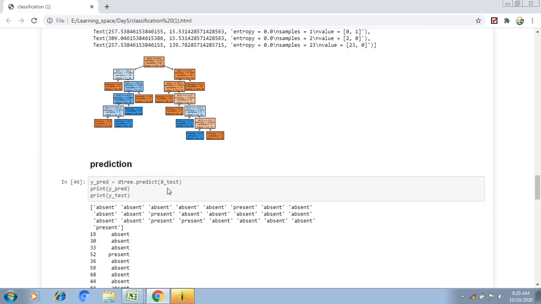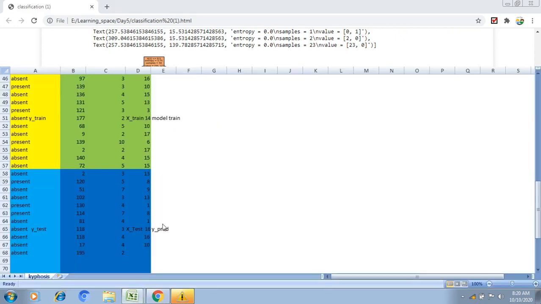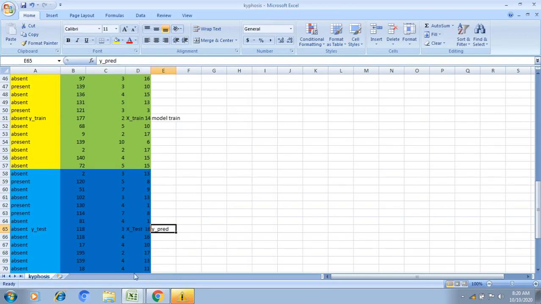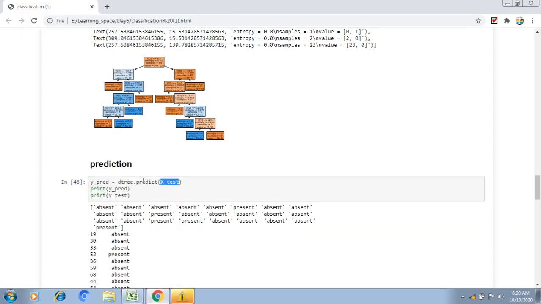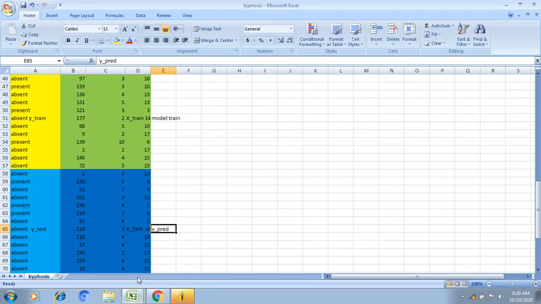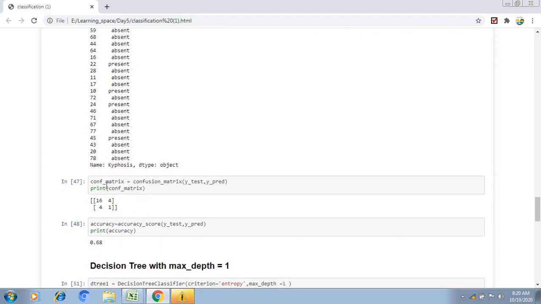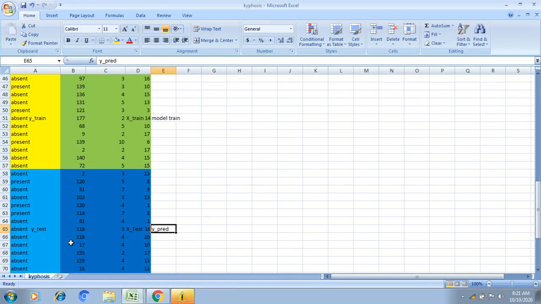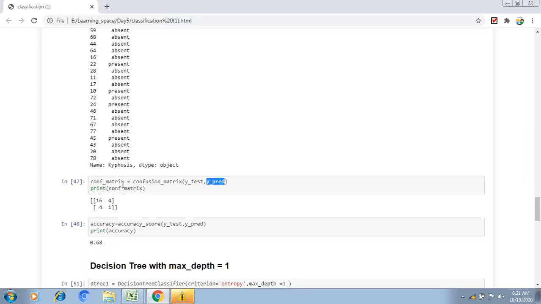If I am trying to predict on my data, I need to pass the x test, then I will get the y prediction. D tree is my object, predict is my method. I am just passing the x test, then I will get the y prediction. Now I got this y prediction. Then we can calculate the accuracy between these two. First, before calculating the accuracy, we are printing the confusion matrix. Confusion matrix is one of the methods in sklearn. We are passing y test and y prediction, and we will get the confusion matrix.